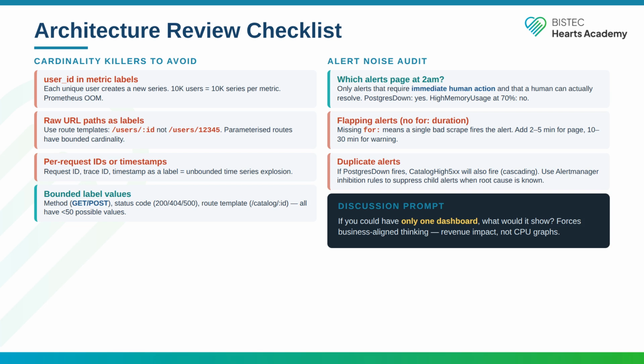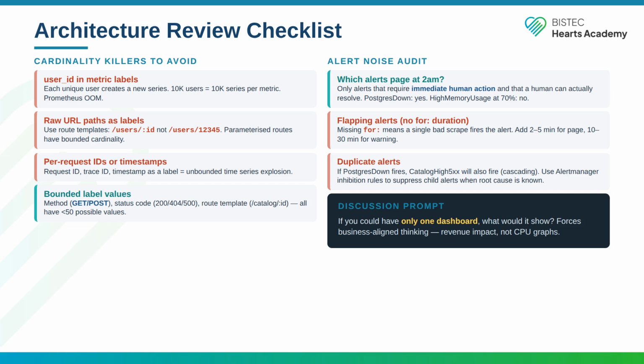Duplicate cascading alerts fire when a root cause like Postgres down triggers both a database alert and a downstream service error alert simultaneously. Configure Alertmanager inhibition rules so that when Postgres down fires, dependent service alerts are suppressed.